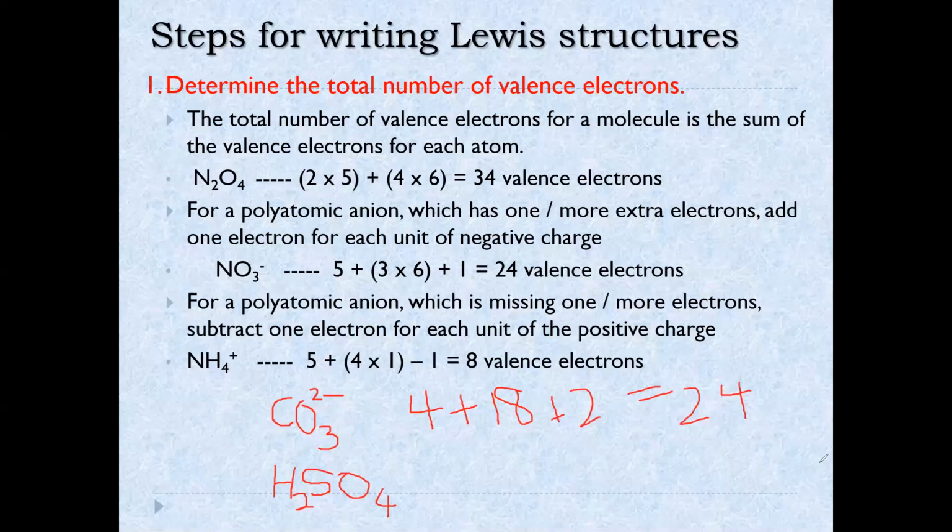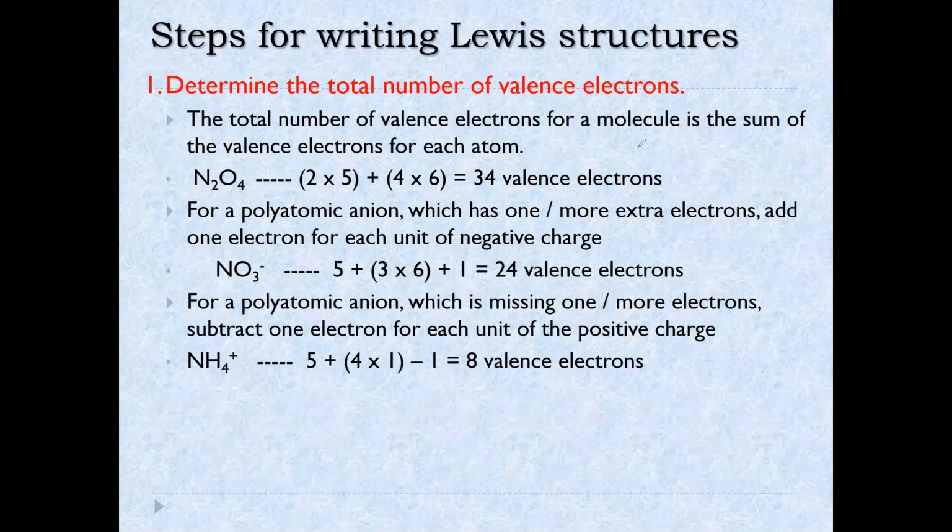So H2SO4, as you can see, is 32. Hydrogen has one valence electron, and there are two atoms of hydrogen, so that is 2. Sulfur is in group 6, and we have one sulfur atom. Oxygen is also in group 6, and we have four of them, that's 24. The 24 plus 8 gives 32. So now you know how to calculate the total number of valence electrons. That is how we calculate that.